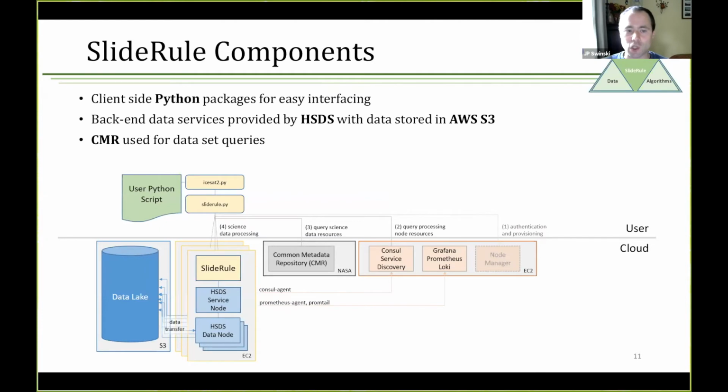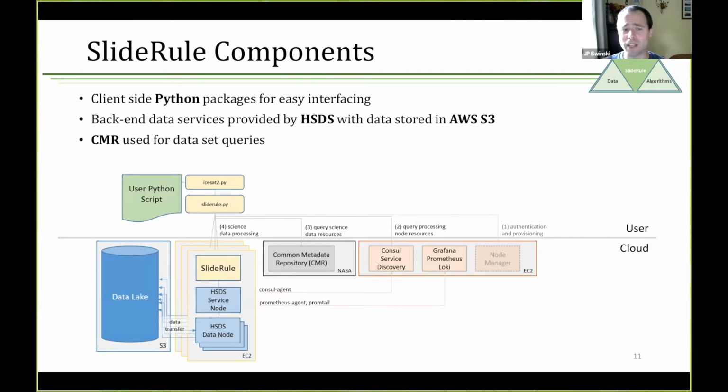So this is what it looks like from a top-down perspective. The system is really split between the user side and the cloud side. On the user side, right now we live in Python. So the user brings their Python script. They could be running on their desktop. They could be running in the cloud, in a different cloud, on their laptop, at work, wherever.